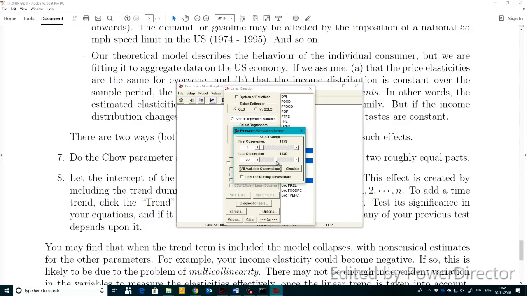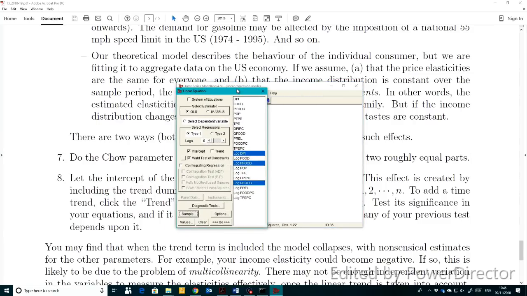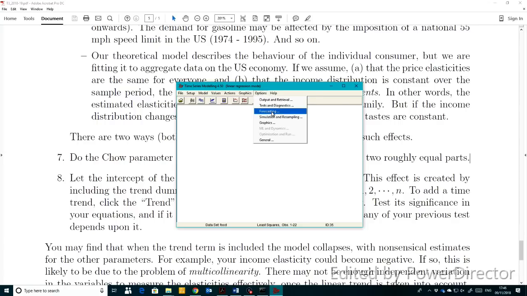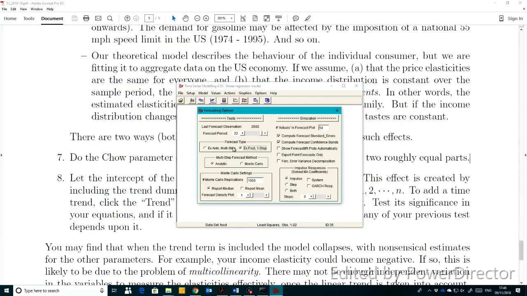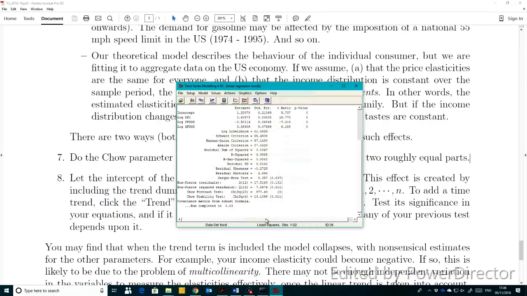So let's say I would like to select our first sample to be from 1 to 22. And then what we have to do is go to options, forecasting, and the forecasting period is going to be the remaining 23 data points, and this is going to be ex post, one step, and that is mainly it. We go to the linear regression and we hit go.